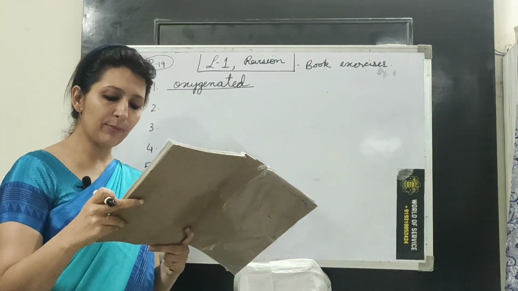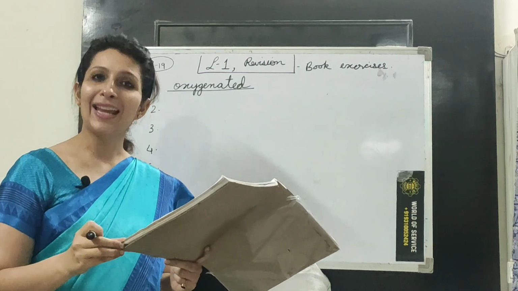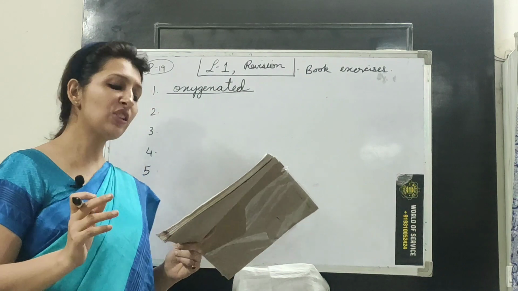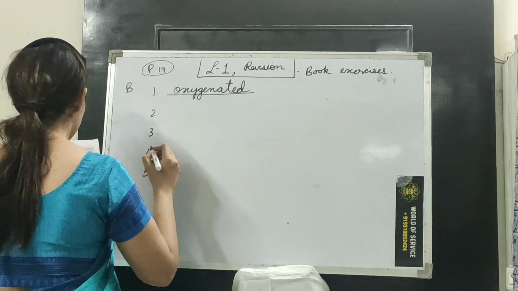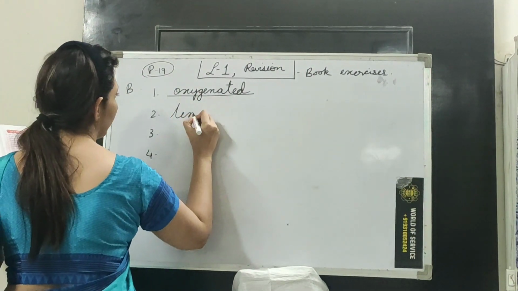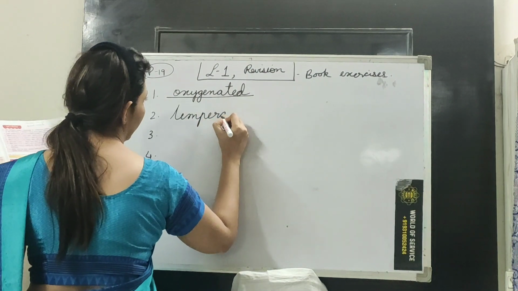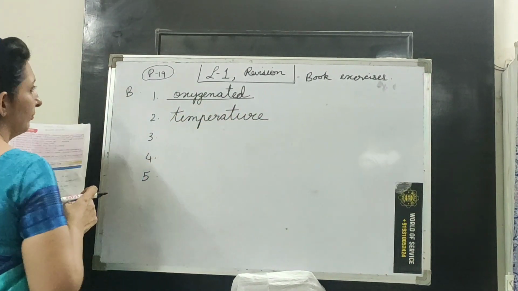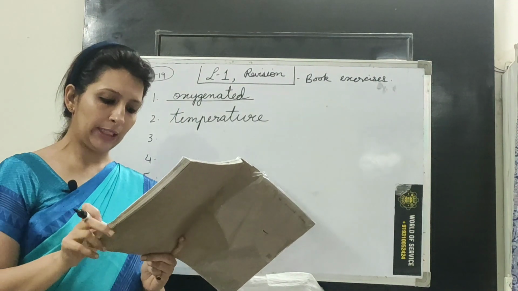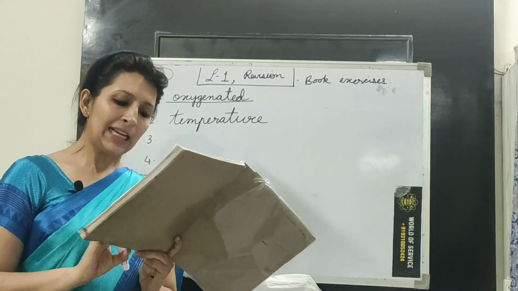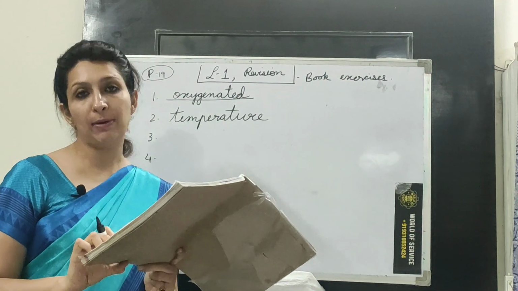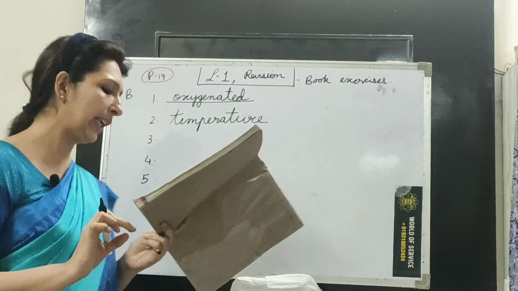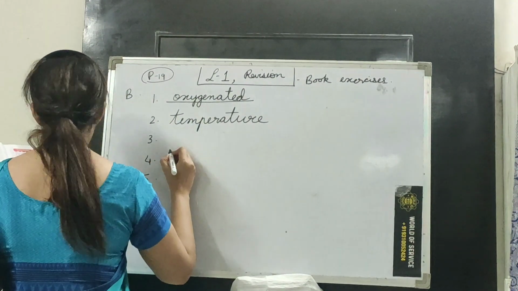Okay, children. Next one. The circulatory system regulates the body temperature. I'm sure everybody has written right. Still, children, check your answer. So temperature. Now, dash prevent loss of blood. Yes, it is the platelets. So children, write down platelets here.